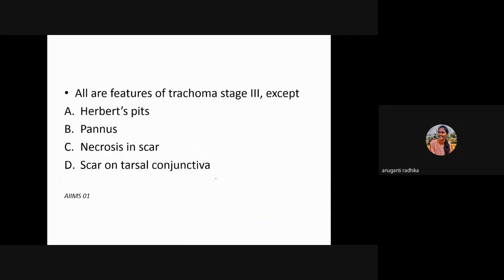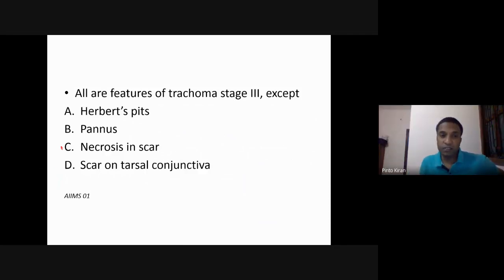Necrosis and scar. Correct. Very good. Very straightforward. If you know the classification properly, you can answer. It doesn't require any logic here. You just have to remember the classification. This was asked a very long time back, maybe around 19 years back.